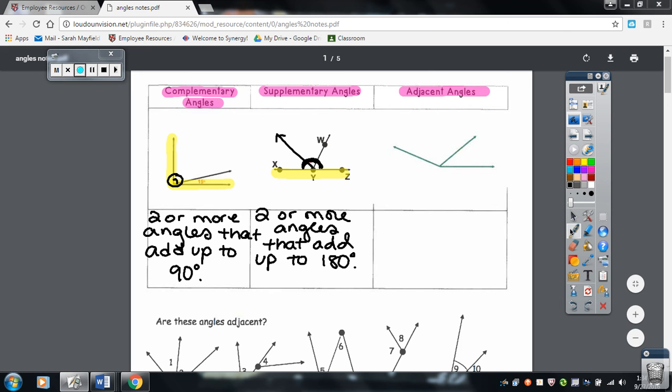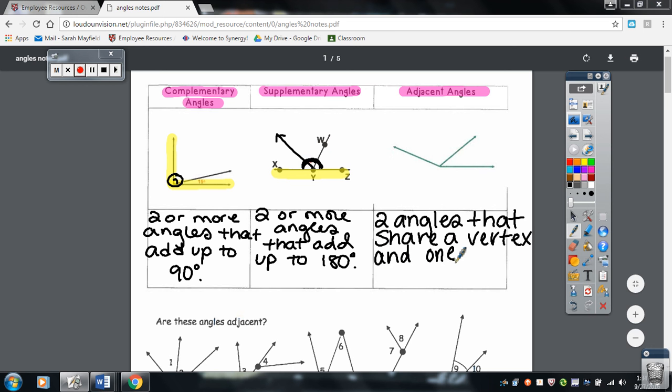Okay? But adjacent angles. Adjacent angles are 2 angles that share a vertex and one side. Okay? So in adjacent angles, there are 2 angles that share a vertex and one side. So notice this angle here, if I highlight that one in yellow, and this other angle here, they share this vertex and they share a side in common.